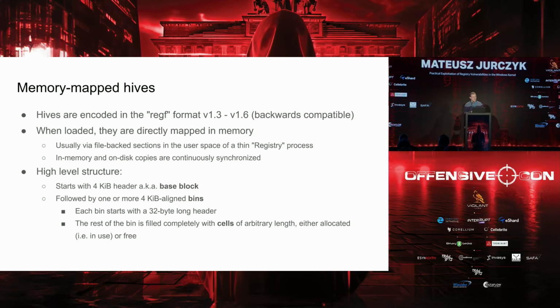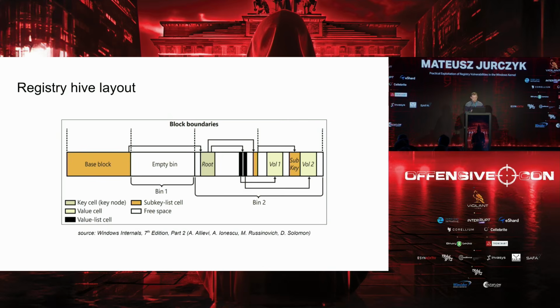And the hive-level structure of the registry is quite simple. So we have a 4 kilobyte header, which is called the base block. That is followed by one or more 4 kilobyte aligned bins, which also have their own headers. And the rest of the bins is basically filled with cells, which are chunks of data with arbitrary size, and they can be either marked as allocated or free.